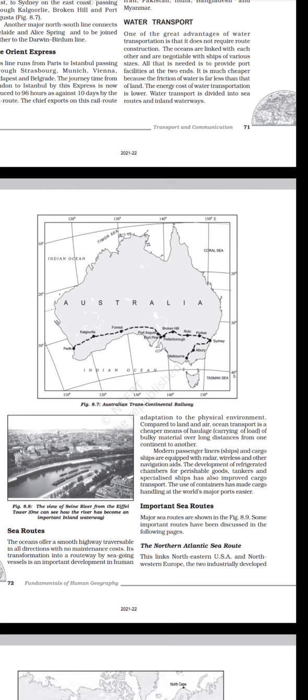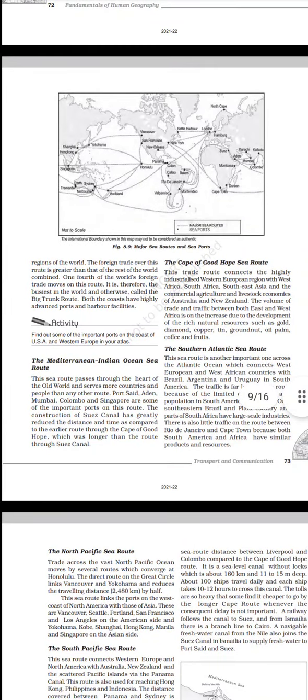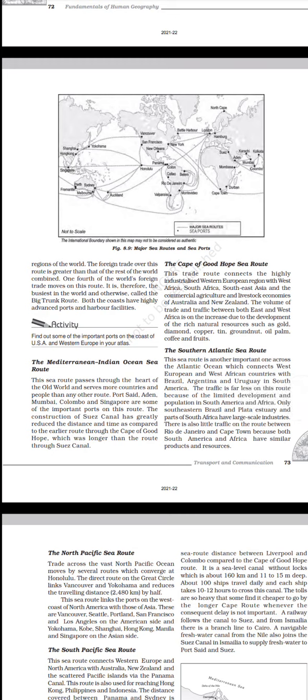The Northern Atlantic Sea Route. This links northeastern USA and northwestern Europe, the two industrially developed regions of the world. Take a look at figure 8.9, major sea routes and seaports.